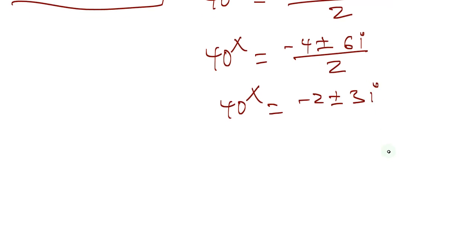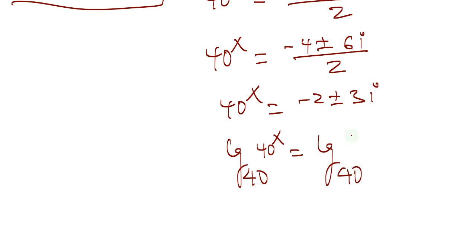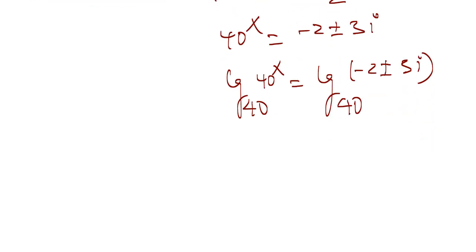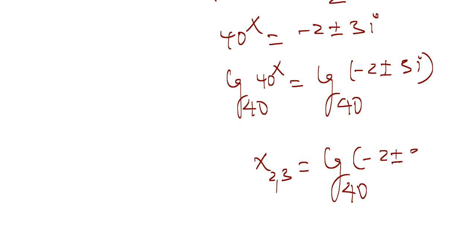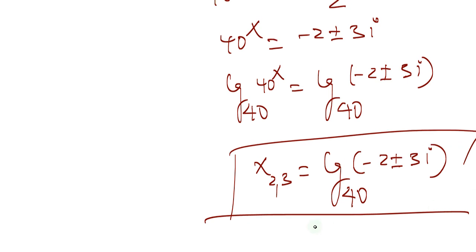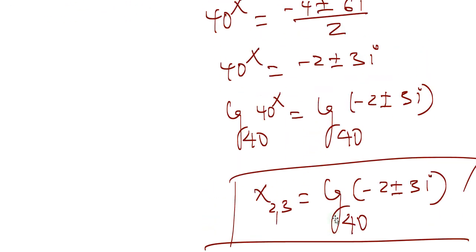Okay guys, so now let's apply log on both sides. So we're going to have log base 40 of 40 to the x equals log base 40 of minus 2 plus or minus 3i. And then we have that our x2 and x3 are equal to log base 40 of minus 2 plus or minus 3i. Okay guys, so these are the imaginary solutions. And now let's check if we are right here.